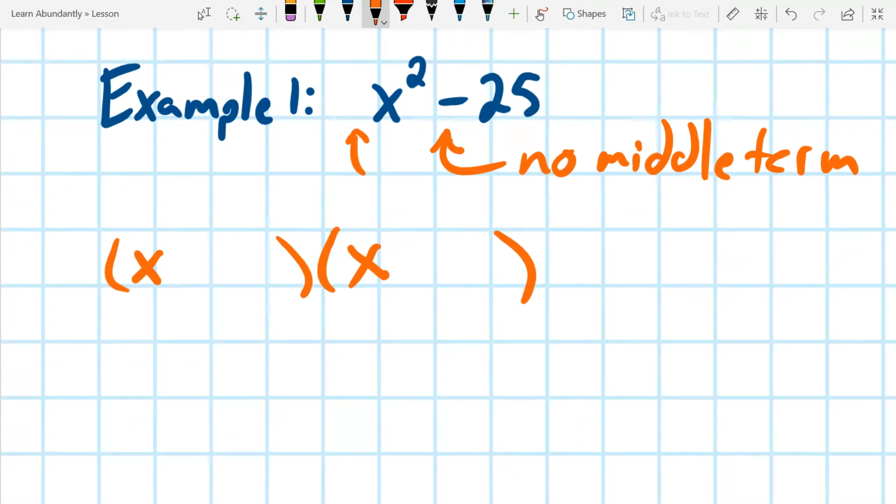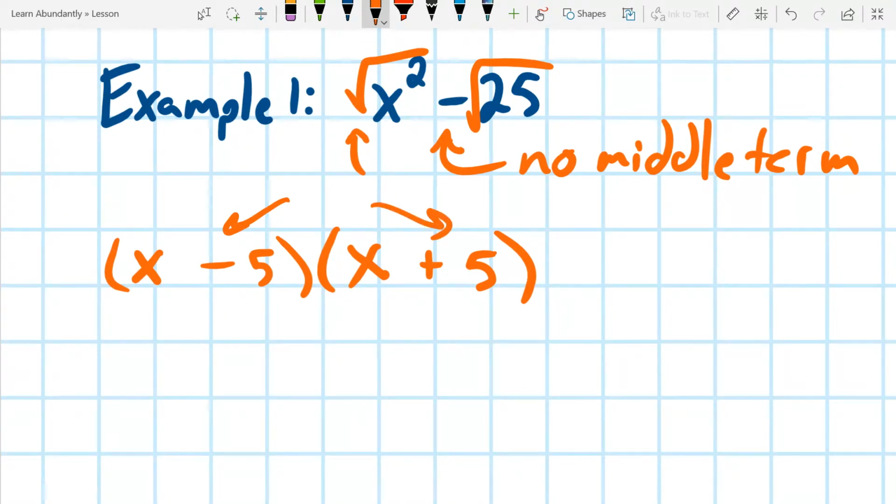But where would the negative 25 come from? Well, that would probably come from 5 and negative 5. And actually, when we have difference of squares, it's that simple. We can just pull it apart by looking at the square root of the first part, the square root of the second part, and then have one negative, one positive.